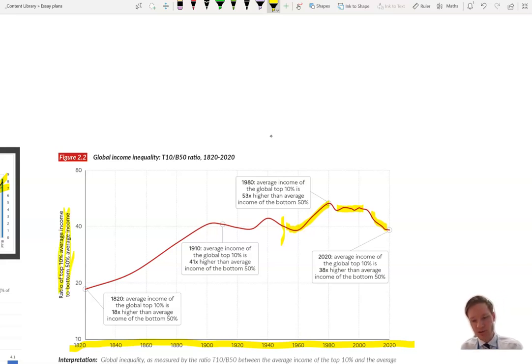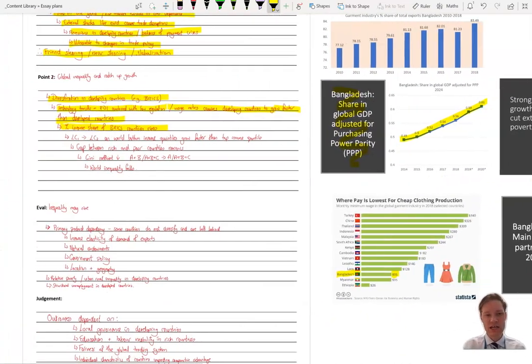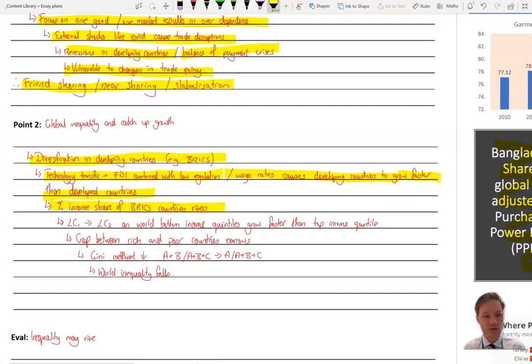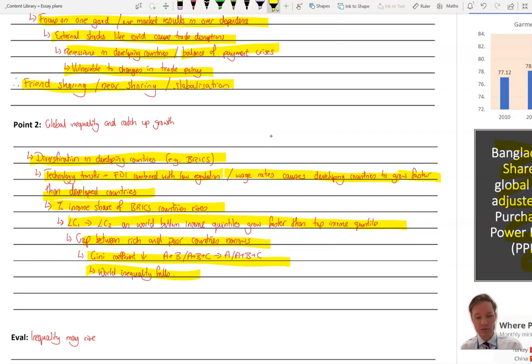But anyway, you can see a significant fall going down there to 38 times higher from 53 times higher. So you could attribute this to that diversification in developing countries. That shifts the Lorenz curve, LC1 to LC2. It shifts it inwards as the bottom income quintiles grow faster than the top. Gap between rich and poor narrows, Gini coefficient down, world inequality falls. There we go. So we see that happening as a result.